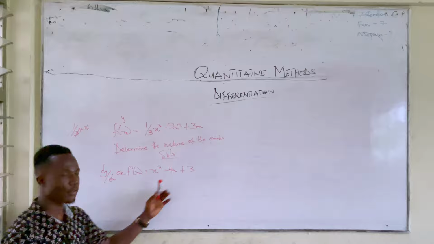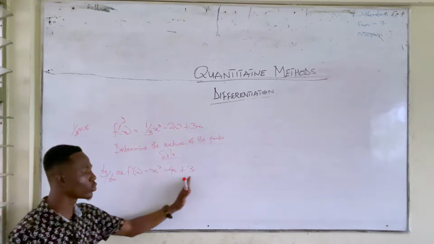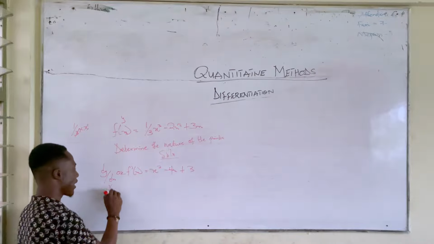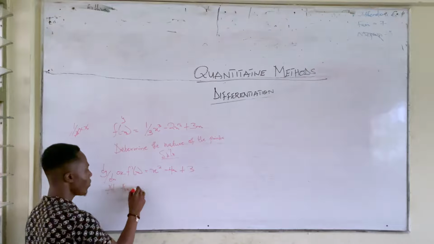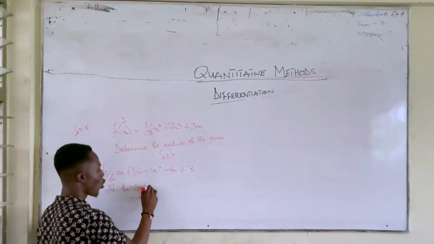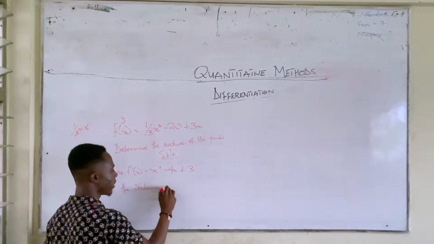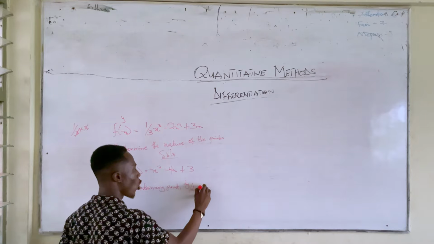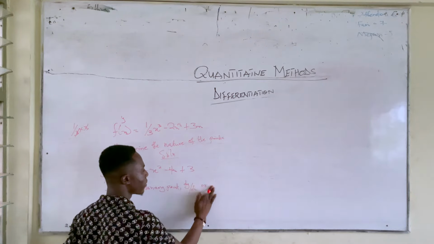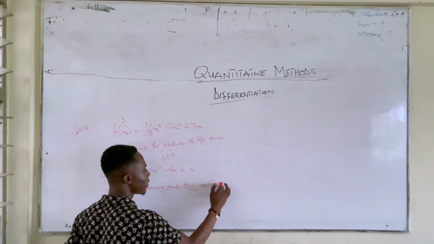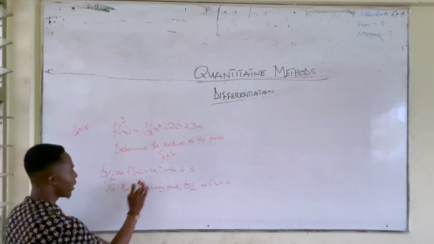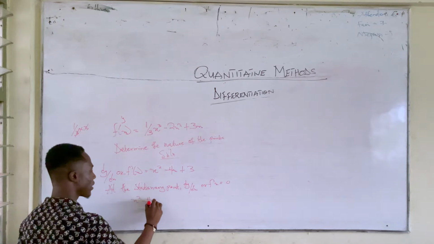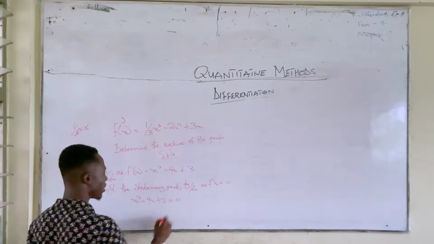After determining the first differential, you must equate it to 0, because we want to find the stationary point. And we say at the stationary point, or the turning point, dy/dx or f prime of x is equal to 0. So here we are going to equate this to 0. So we say x squared minus 4x plus 3 is equal to 0.